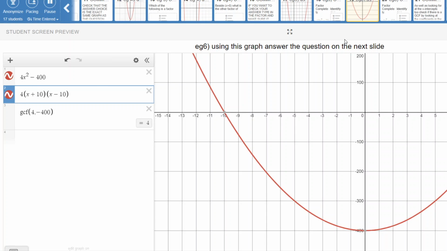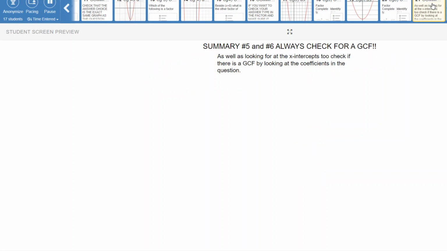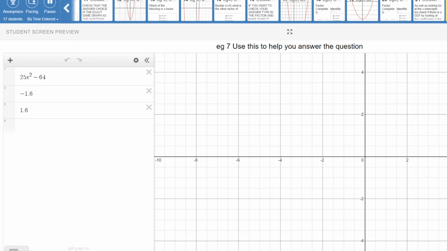So it's something that's important when we're doing questions. Just make sure that you don't miss that. It is important to finding out what your answer is. So I got to pick 4, I got to pick x minus 10, and I got to pick x plus 10 as well. So just a reminder, don't forget to look for the GCF as well.